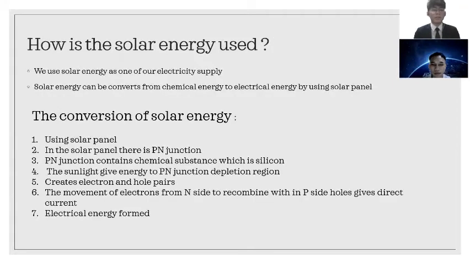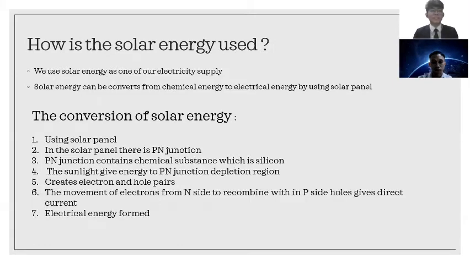So all of you might wonder, how is solar energy being used? Before we go into that, in this world there are many forms of energy. Some are not so good and some are used, such as electricity. So, how do we use this solar energy? The purpose of solar energy is to be converted into electrical energy that we use in our daily lives. Solar energy can be converted from chemical energy radiated from the sun into electrical energy.